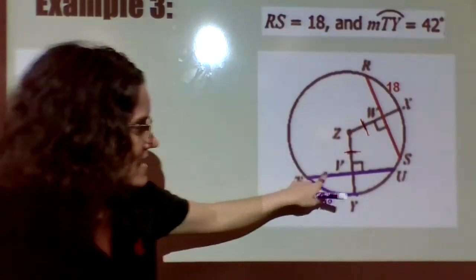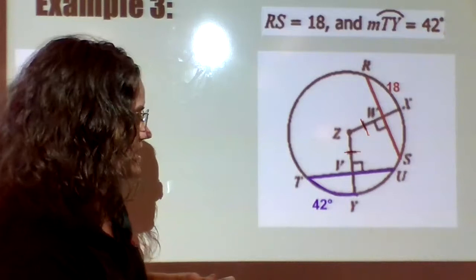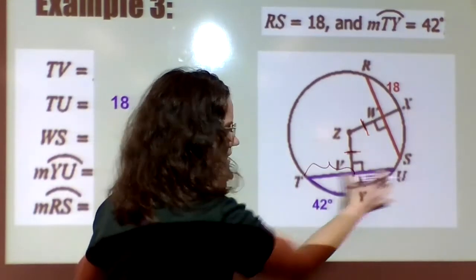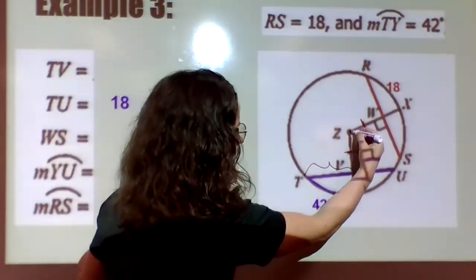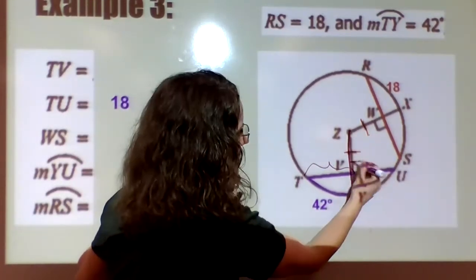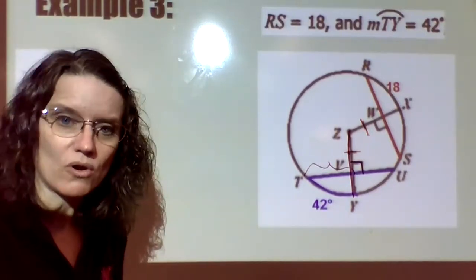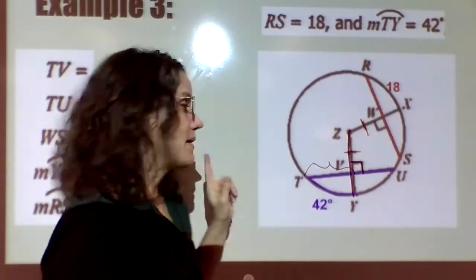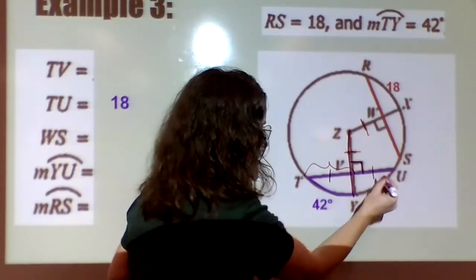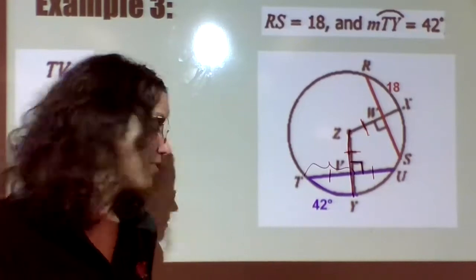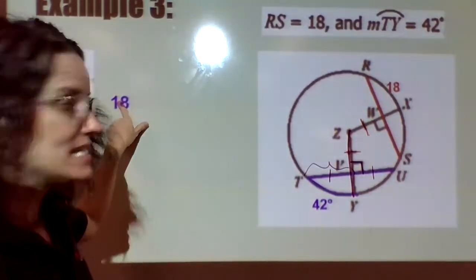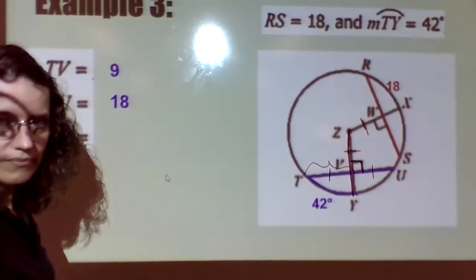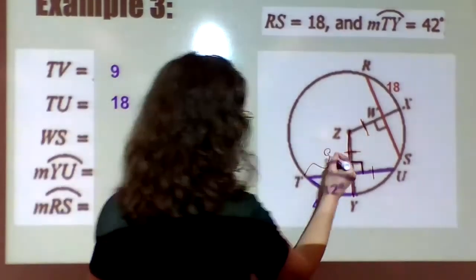Next, to find TV, right here, this little piece, well, TV is just part of that big blue one. And see how I have a radius that's perpendicular to the chord. That means that this is bisecting that chord. And if I'm bisecting the chord, I know that those pieces are half the whole thing. So the whole thing is 18. That means half of it should only be 9. Okay, so now I've got this piece is 9.